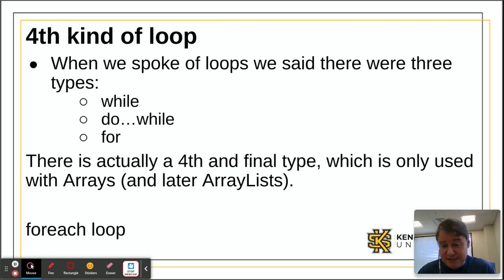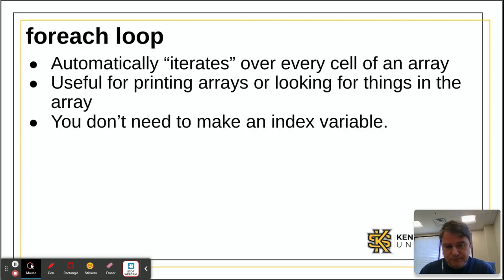As a matter of fact, in Java, it's literally just a for loop that takes different parameters. So a for each loop is used when you want to go over an array. What it does is it automatically iterates, and iterates just means that it's going to go multiple times, once per cell of the array. It automatically iterates over all of the cells of the array for you.